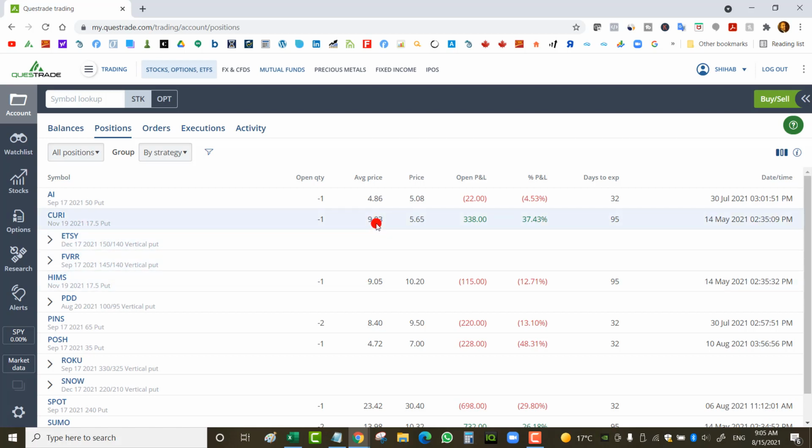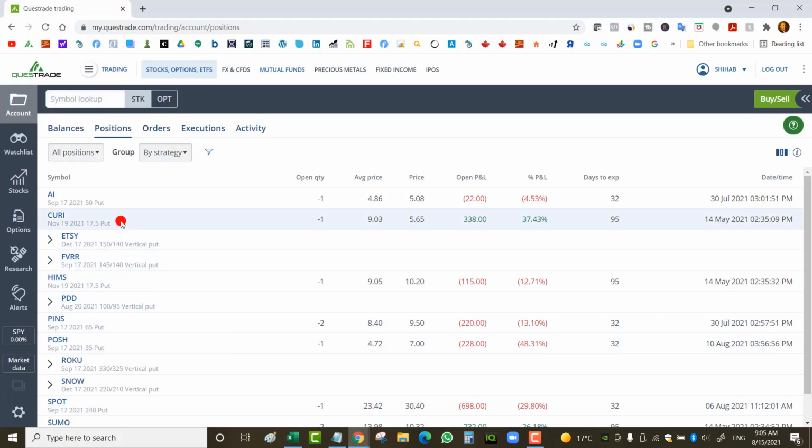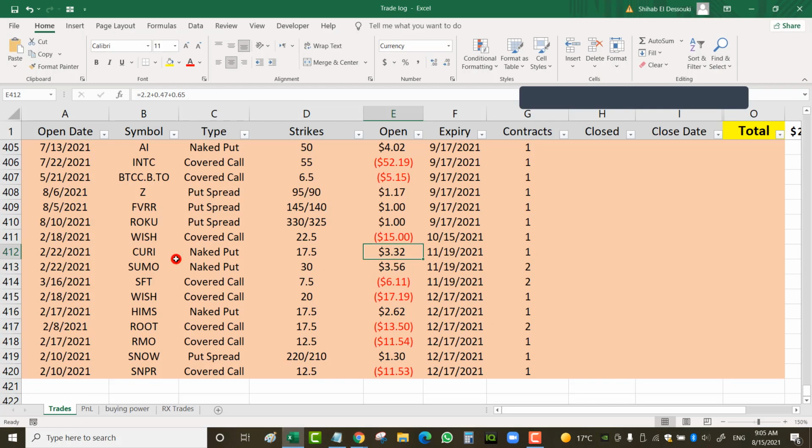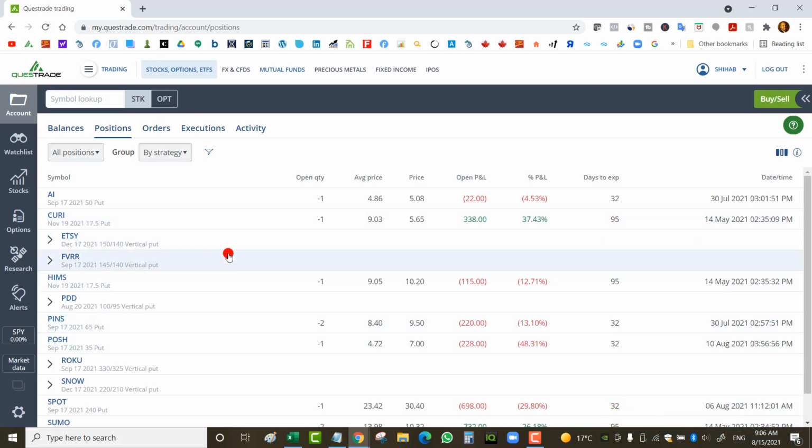Now it shows here average price $9. So that's not what I collected in total. What I collected in total on Curiosity Stream is $3.32. And right now the put option is worth $5.65. So I'm actually down about $200, right? And it's showing here a profit of $338, but that's not correct because this was a rolled trade. I logged my credit, so my total credit is $3.32 and it's worth $5.65. So I'm down 200, I'm not up 338. So that's another reason that explains why my market value is more negative than my cash.